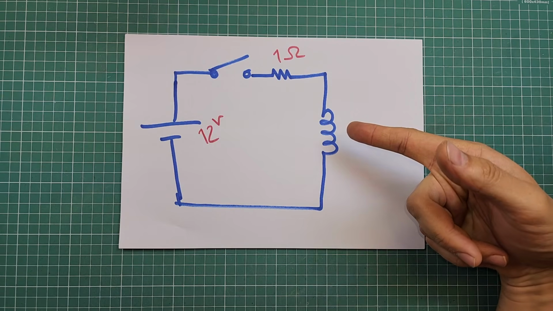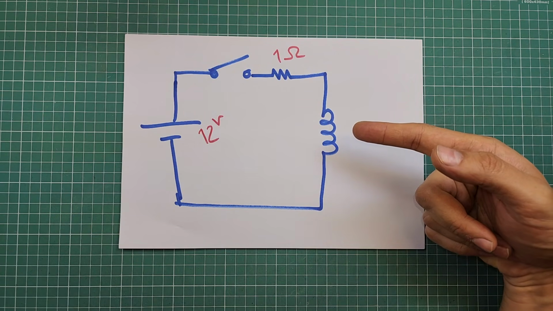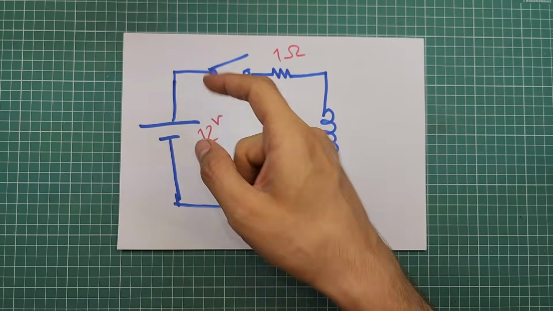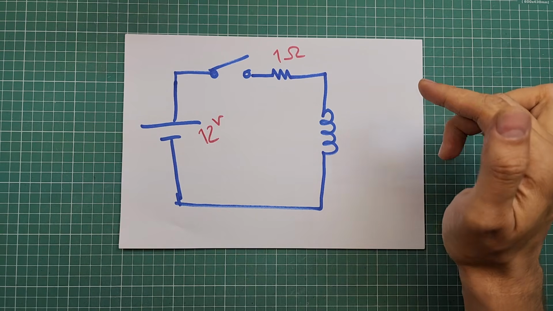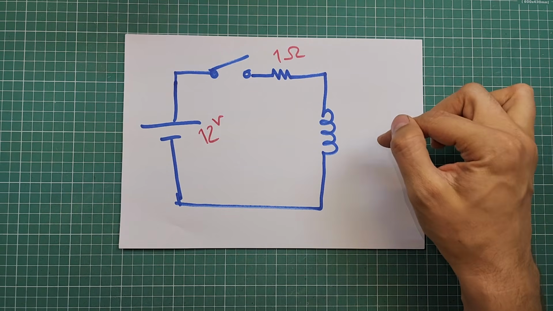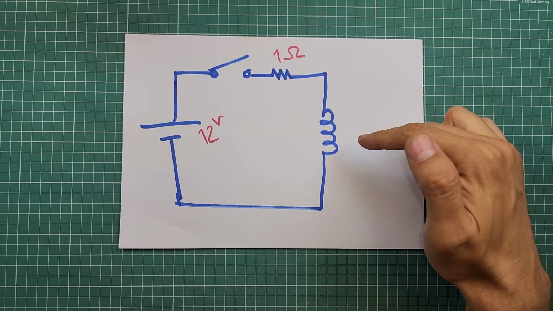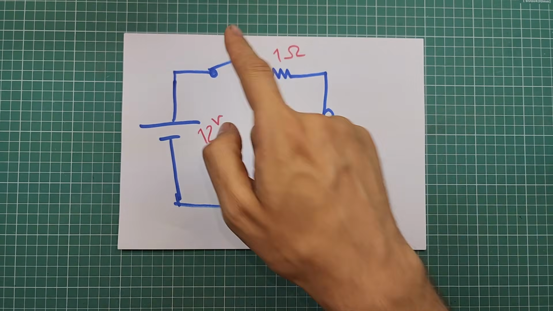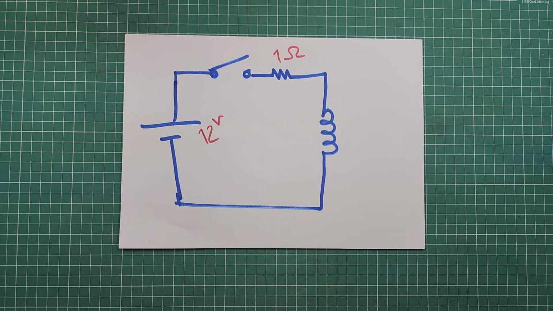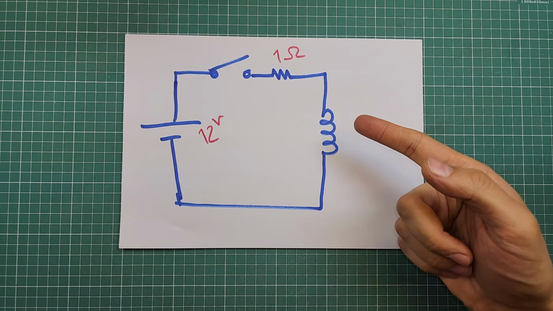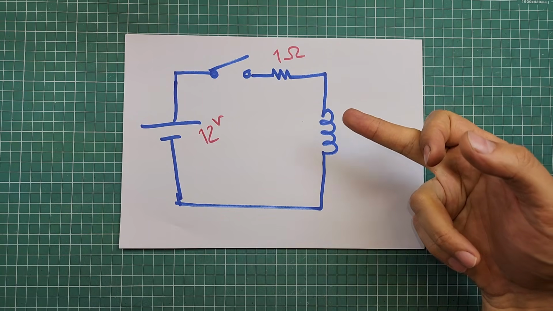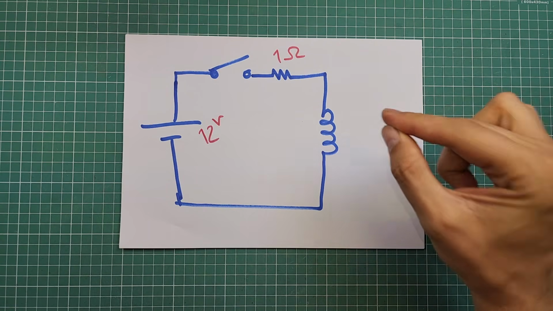Inductors like this one resist changes in the current passing through them. So, if you close the switch at the first moment, the current flowing through this inductor will be zero because the current flowing through this inductor was zero before closing the switch. This means the impedance of this inductor is infinite at the first moment. Actually, this inductor is an open circuit at the first moment.